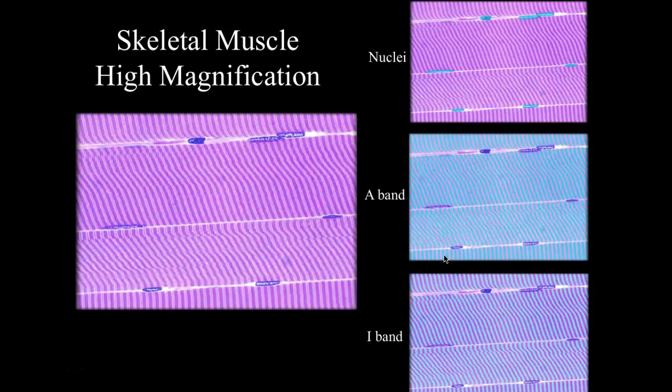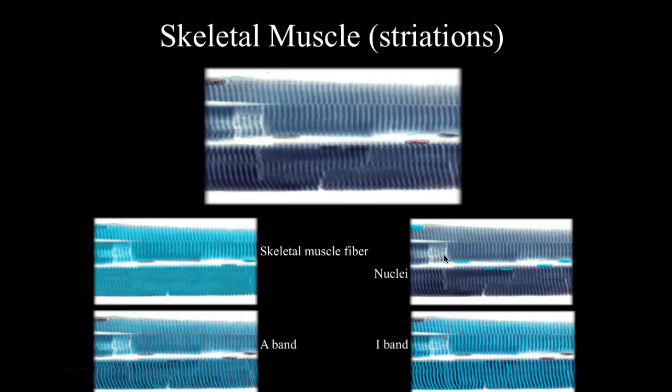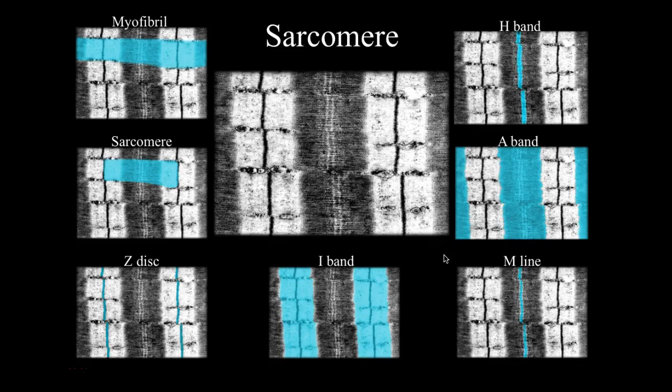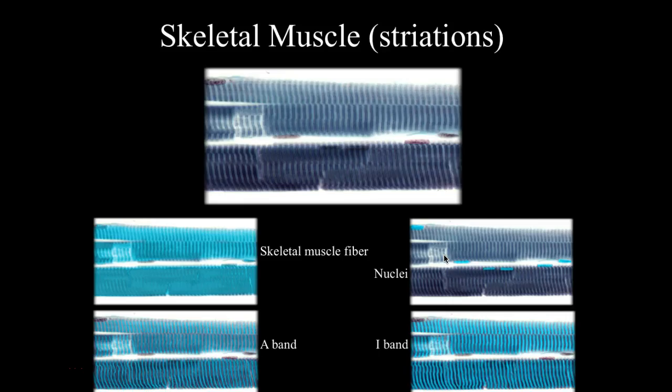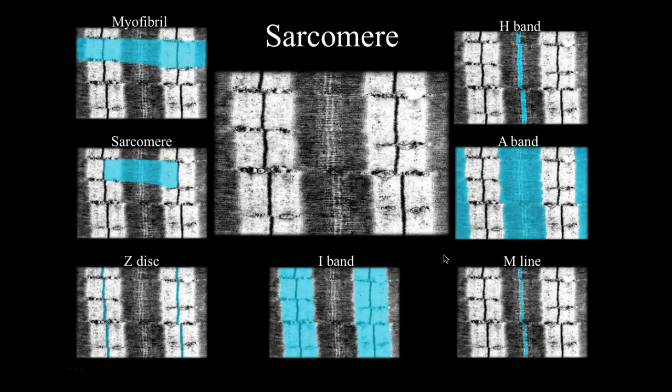So here you can see skeletal muscle at high magnification. You can see the nuclei. You can see where those A bands are. You can see where the I bands are. Sarcomeres. So remember that the A band is the dark area overlapping the thick and thin filaments. The I bands are those light, thin filaments.